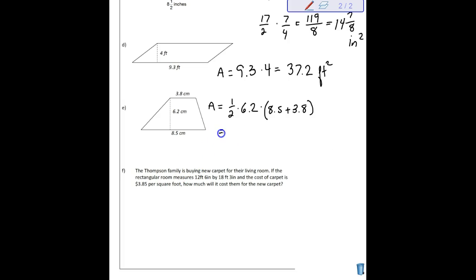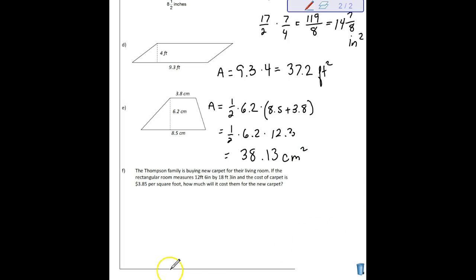So I really have 1/2 times 6.2 times 12.3. And now we can actually multiply it all out, and that will give me a total of 38.13, and my units here are centimeters squared.